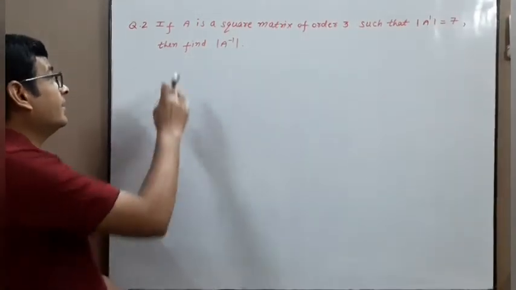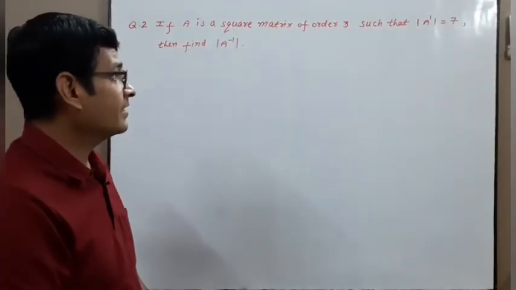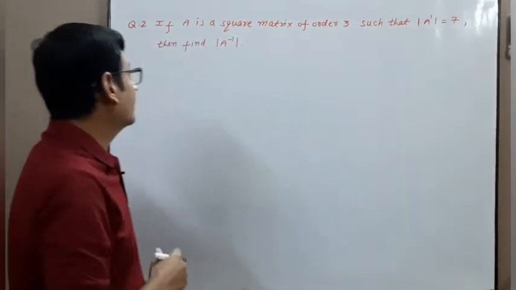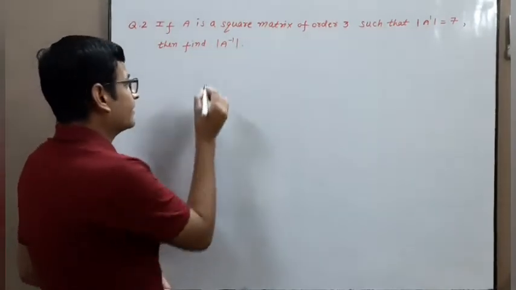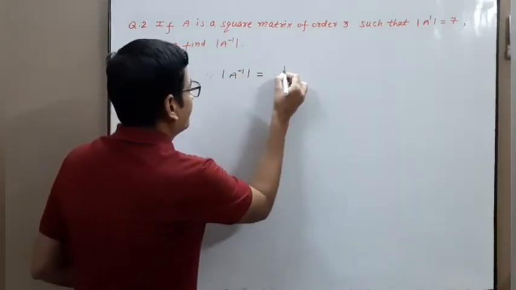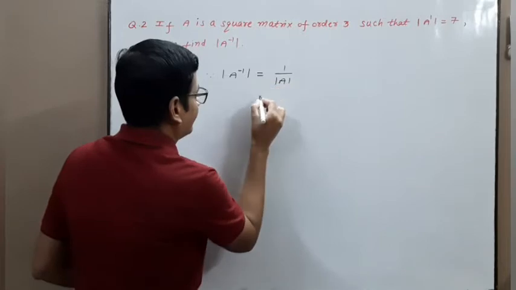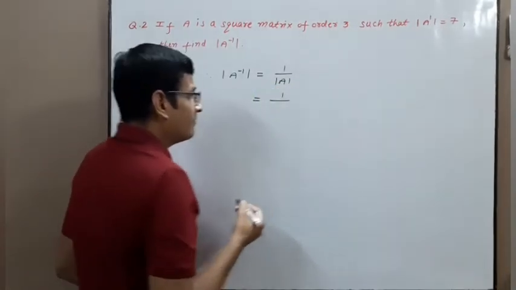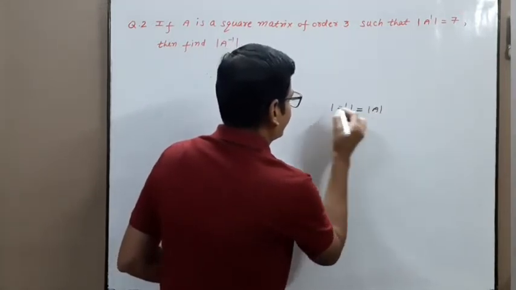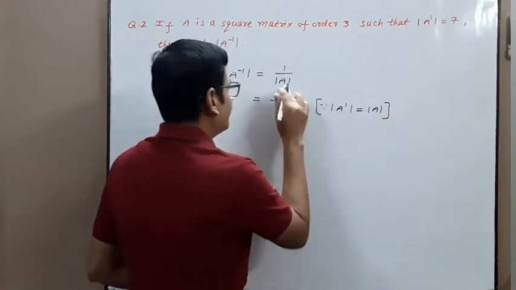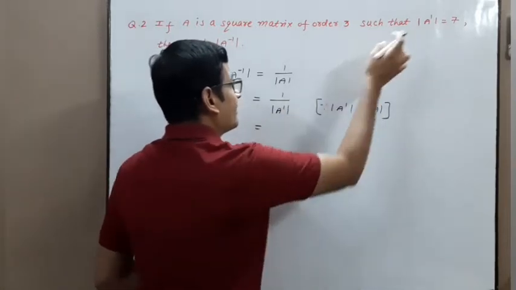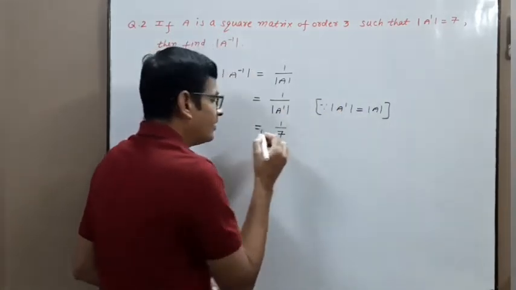Next problem. If A is a square matrix of order 3 such that determinant of transpose of matrix A equal to 7, then find determinant A inverse. Since we know this formula, determinant of A inverse is equal to 1 upon determinant A. And again we know determinant of transpose of A equal to determinant A. So in place of this we can write determinant of transpose of A, and determinant of transpose of A is given 7. So 1 upon 7.